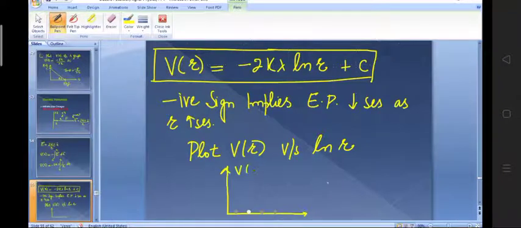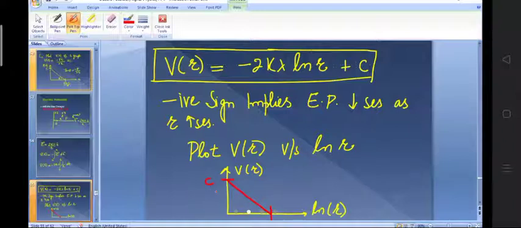So here V of R as a function of ln of R, not as a function of R, but as a function of ln of R. So it will be like this. It will be a straight line with a negative slope and positive intercept. It will be something like this, fine? Where this is the intercept, and this intercept here will be equal to C.